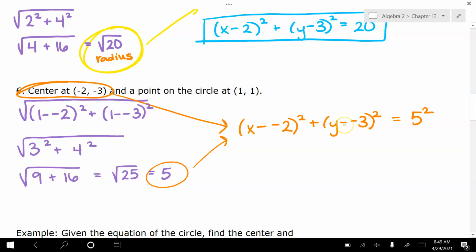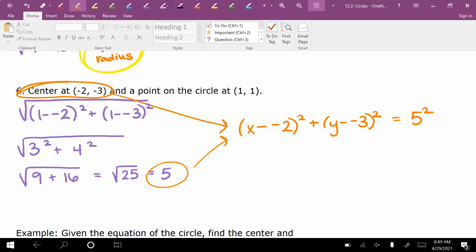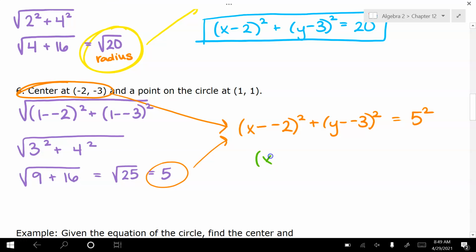Now with this one, when I put in that center, both of them have the double negatives. So when I write my final answer here, it should have said x plus 2 squared, and then plus y plus 3 squared equals 25.